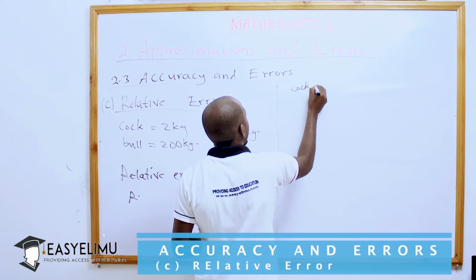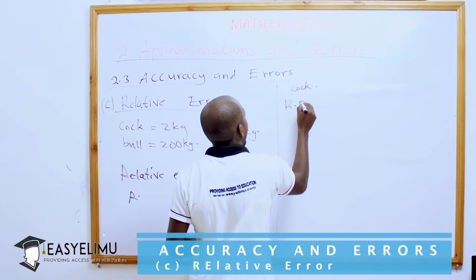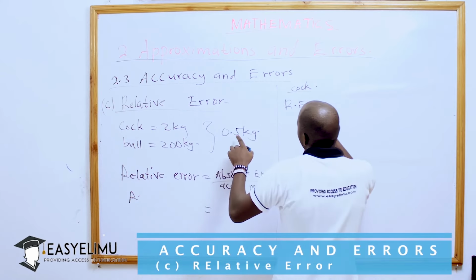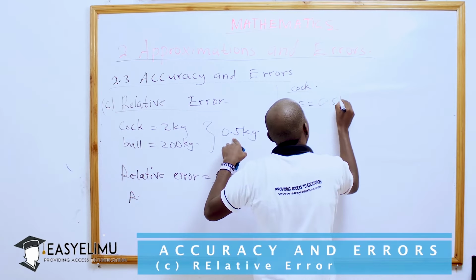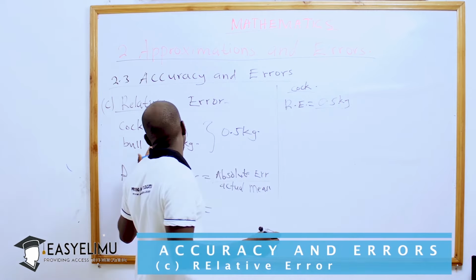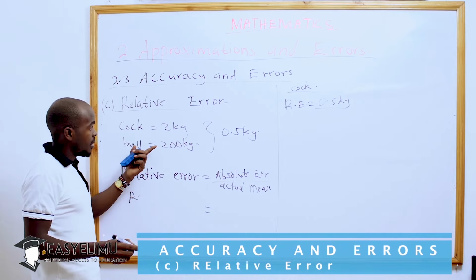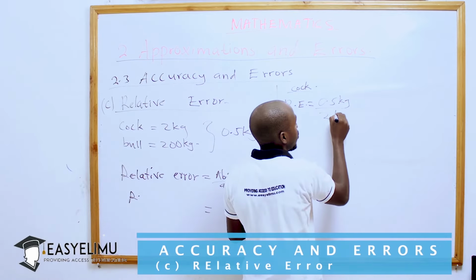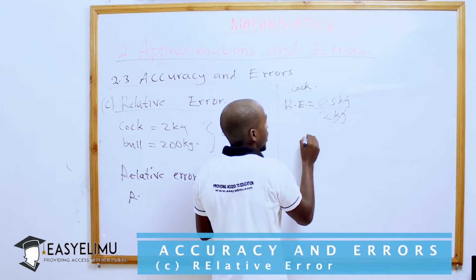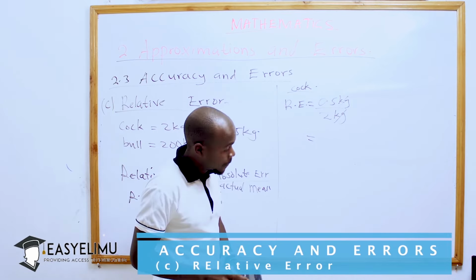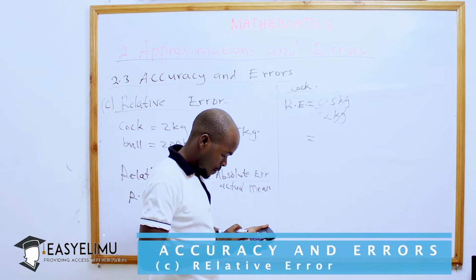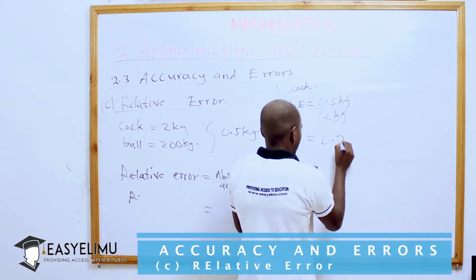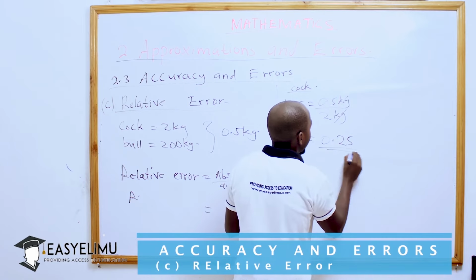Now the cock: the relative error of the cock will be equal to the absolute error, which is 0.5 kg, over the mass or weight of the cock, which is 2 kg. So it is 0.5 over 2 kg, and we find it is going to give us 0.25, and this is the relative error.